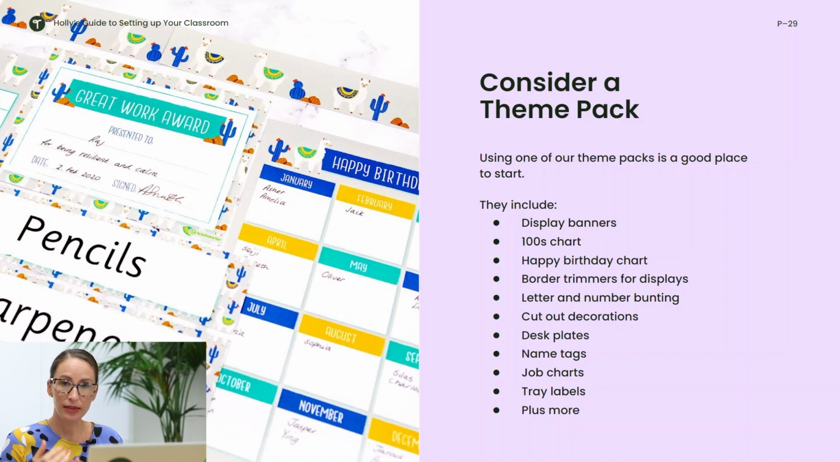Within our classroom theme packs, we have heaps. This is just a few of the things. We have display banners that you can put at the top of your displays, hundreds charts, birthday charts, border trimmers for your displays, letter and numbering bunting, cutout decorations, desk plates, name tags, job charts, tray labels. So everything that you might need when you're starting from scratch when setting up a classroom is included in these theme packs. One of the team members will drop the link for all the different themes that we have in the comments section now.